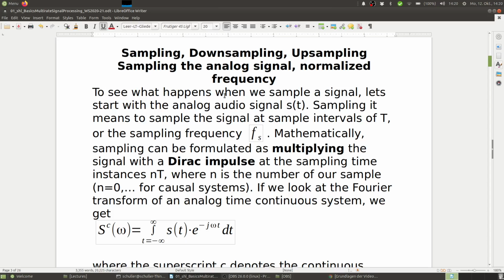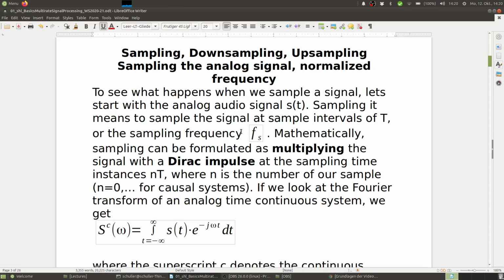So to see what happens when we sample a signal, let's start with analog signal s of t. Lowercase t here is the continuous time variable. Sampling it means to sample the signal at time intervals of capital T. So this is, for instance, 1 over 48,000th of a second, so that we have 48,000 samples per second. So T would be a few milliseconds, or with a sampling frequency Fs.